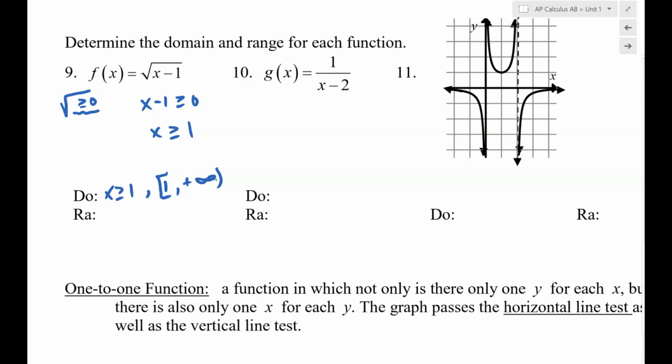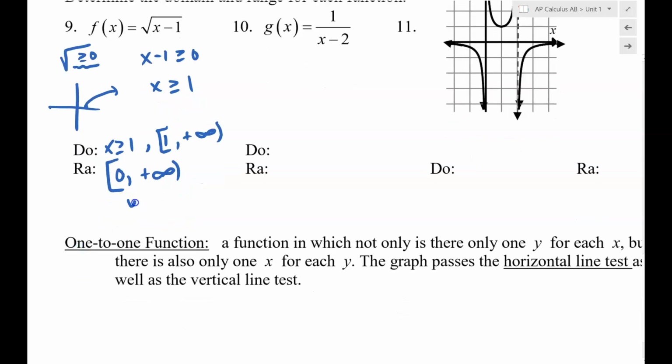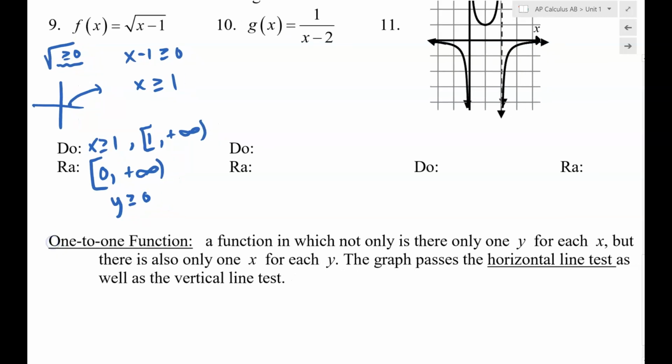Okay, the range, you almost have to think about this visually. If I was to draw this, if I shift over 1 and I draw my square root function, notice that the range includes 0 and it goes all the way up to positive infinity. Okay, so that is your range. And you could also say y greater than or equal to 0. That would be inequality notation.